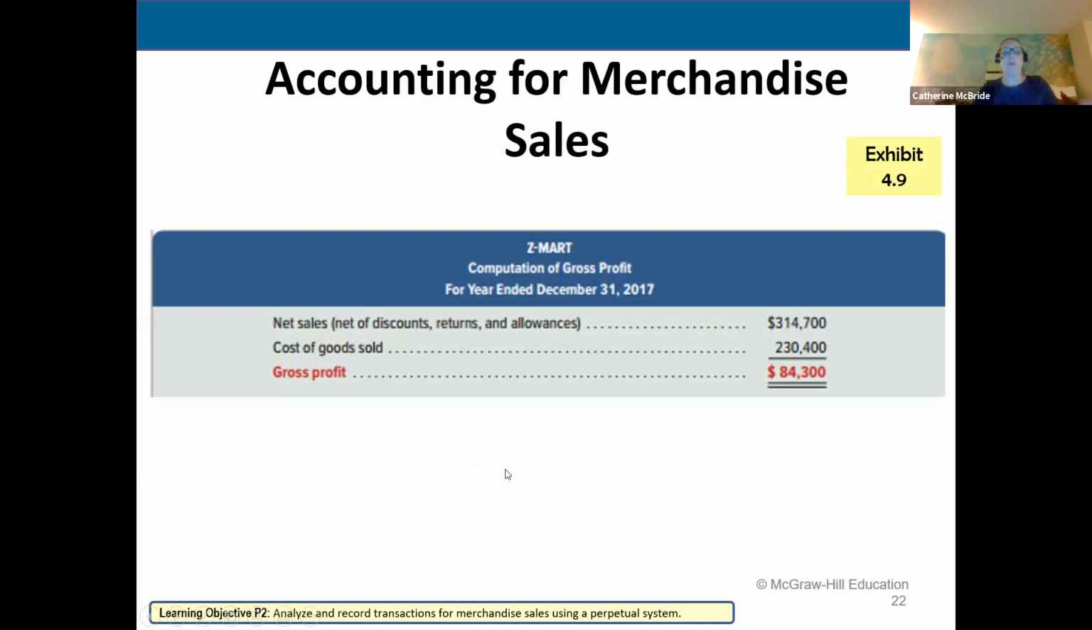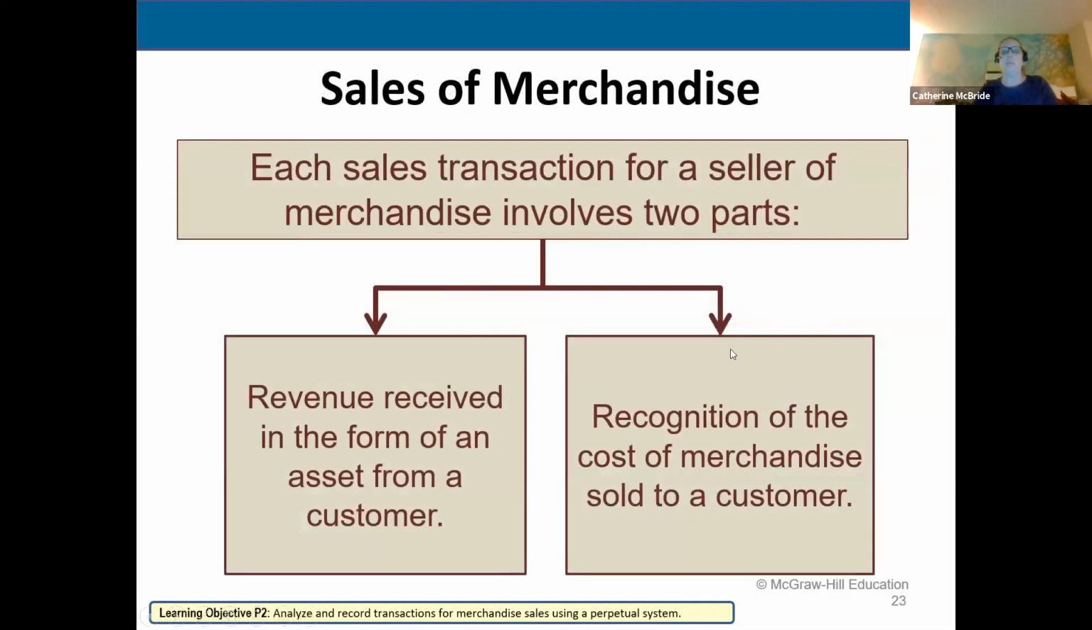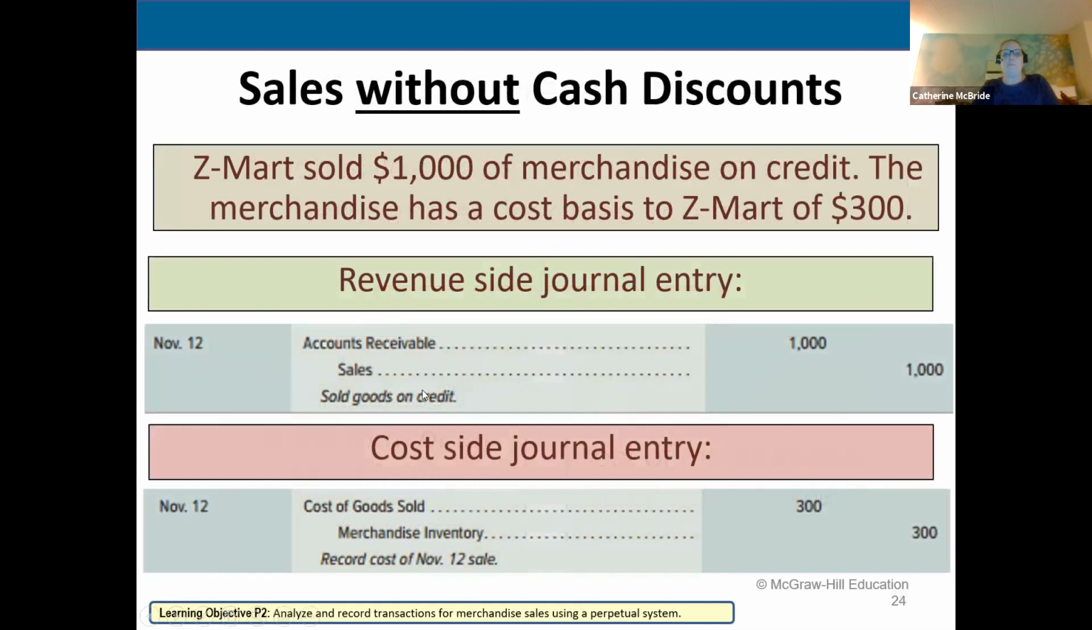When we sell inventory, it goes on our income statement. We have sales for whatever revenue we brought in, minus cost of goods sold. When we sell, we might be the one offering the cash discount for early payment. So here's what we're going to do.